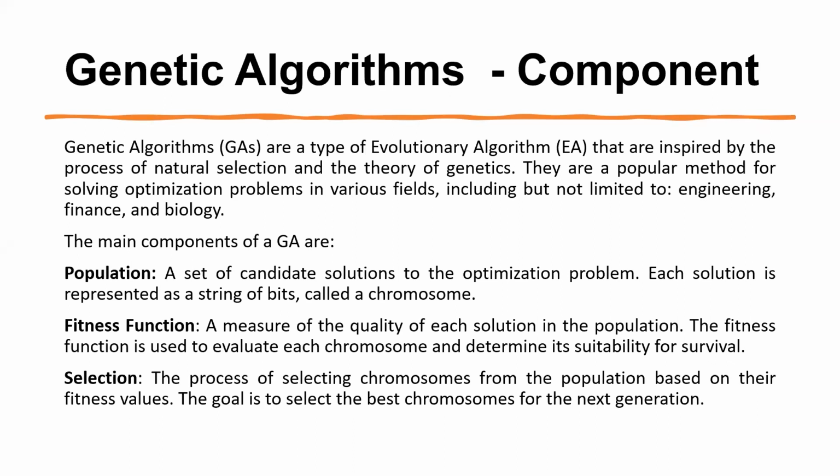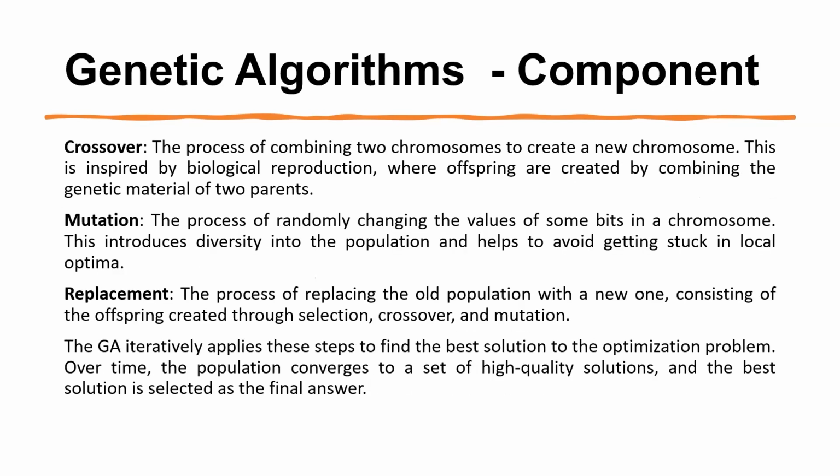And how do we calculate the fitness function? We will see later. And the selection process: the process of selecting chromosomes from the population based on their fitness value. Once we have calculated the fitness function, we will know how to select the best ones and set the weaker section of the population aside. And then we have crossover, the process of combining two chromosomes to create a new chromosome. This is inspired by biological reproduction, where offspring are created by combining the genetic material of two parents.